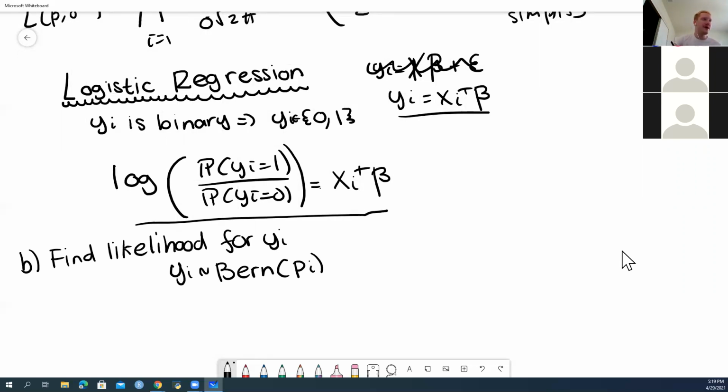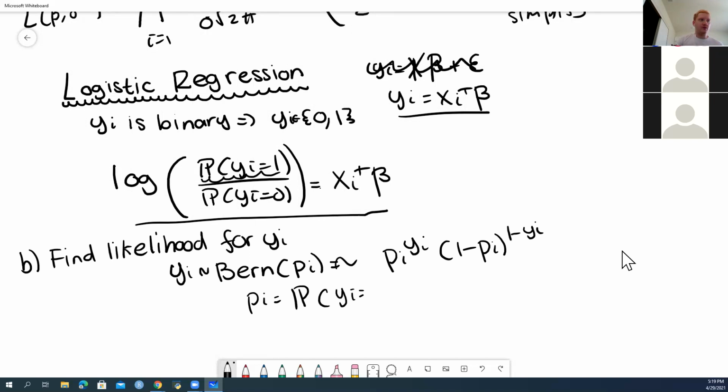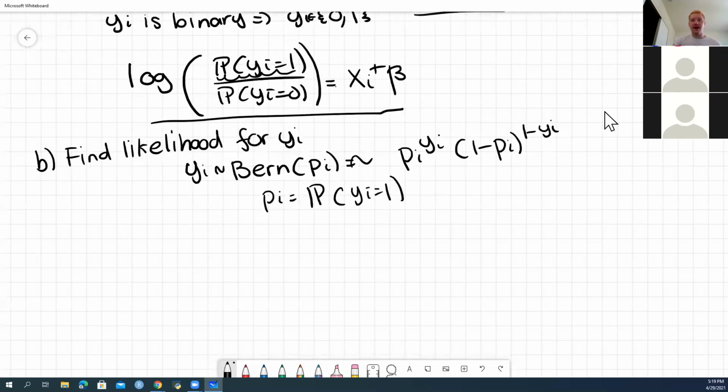Parameter pi, right? Where this is going to be equal to pi to the yi times 1 minus pi to the 1 minus yi. And remember, pi is actually just this thing up here. So it's going to be the probability that yi equals 1. Okay. So really the challenge here is we need to find pi.